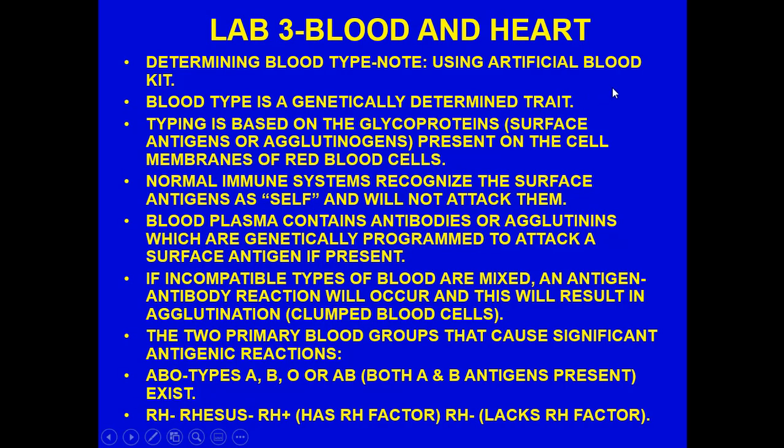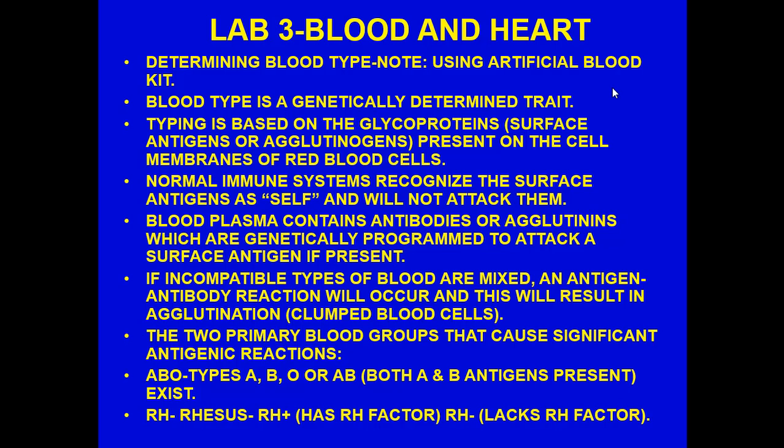Now, determining blood cell type or blood type. In the lab, if we were going to do it in the lab, we would be using an artificial blood kit. Let me give you as much of the relevant information that you need to understand about what happens with a real blood typing process. Keep in mind that blood type is a genetically determined trait. Typing is based on the glycoproteins, that is the surface antigens or agglutinogens, present on the cell surface membranes of the red blood cells.